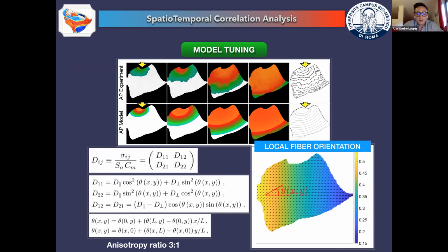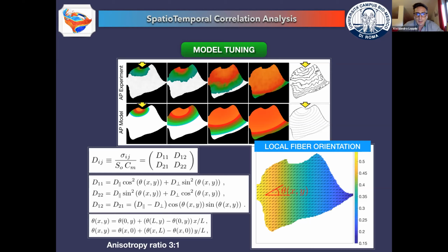And most of all, we also introduced a certain degree of anisotropy and heterogeneity by introducing an anisotropic diffusion tensor, where the anisotropy ratio is 3:1. So along the direction of the fiber, the diffusion coefficient is 3 times the one with respect to the transversal direction. And heterogeneity comes into play by considering the local direction of the fibers.